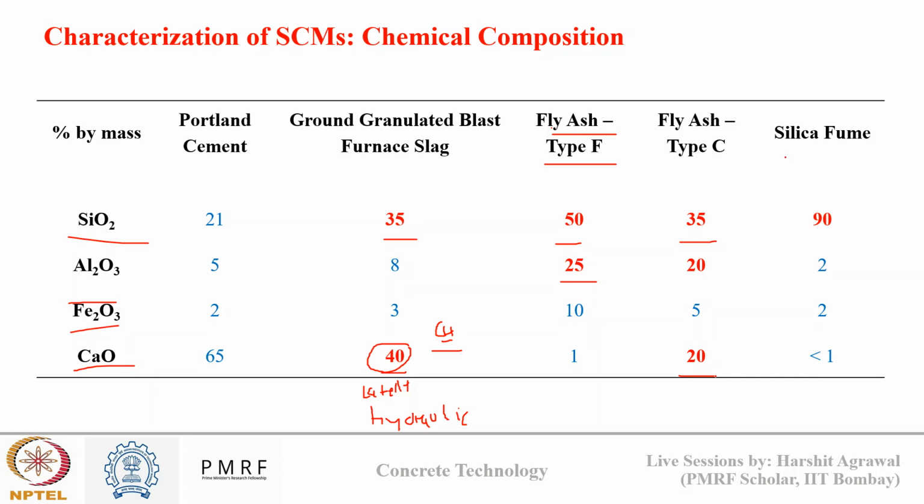And finally, there is silica fume, which has more than 90%, or usually more than 96%, 96 to 97% SiO2, which makes it a very strong pozzolanic material. So this is reactive SiO2, 96 to 97% reactive SiO2, which makes it a strong pozzolanic material.